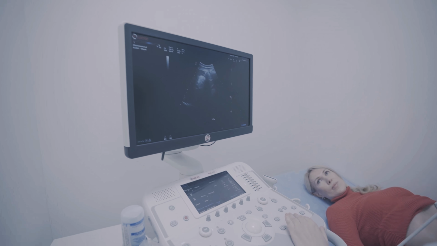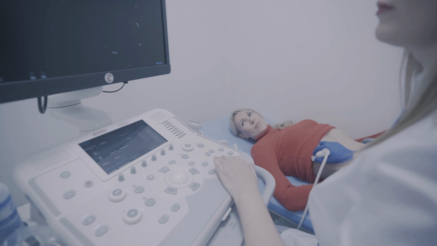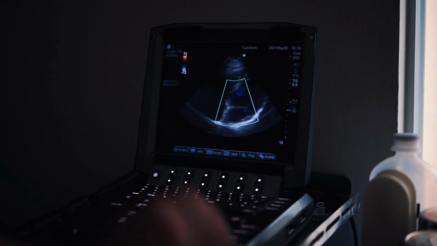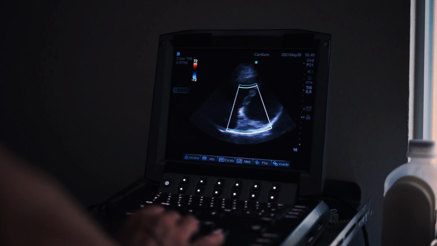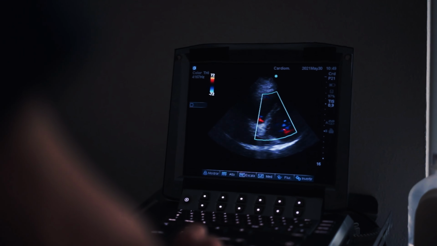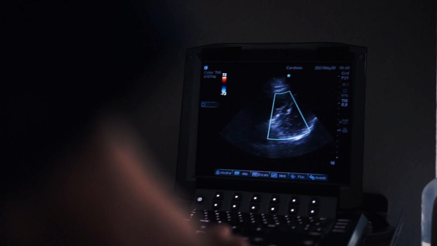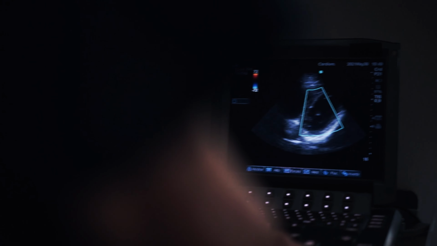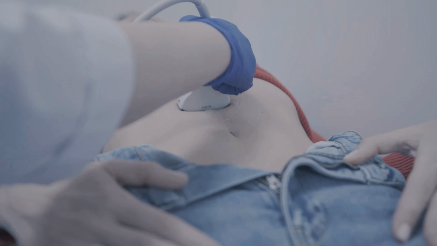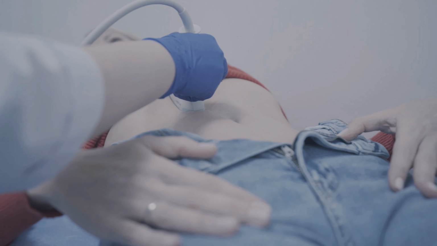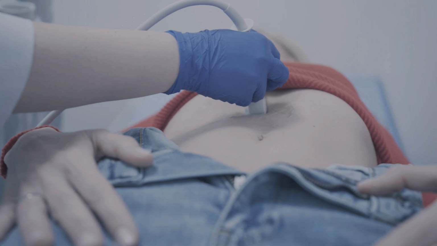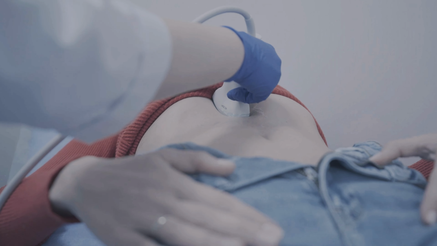Advantages of ultrasound. Non-invasive and safe. Ultrasound doesn't use ionizing radiation, unlike X-rays or CT scans, making it safer for regular use, especially in pregnant women. Real-time imaging. It provides real-time images, allowing for immediate assessment of organs, tissues, or fetal movement. Portable. Many ultrasound machines are portable, making it easy to perform bedside examinations. Cost-effective. Compared to other imaging technologies, ultrasound is relatively inexpensive and widely available.